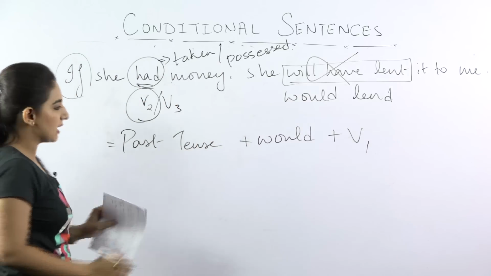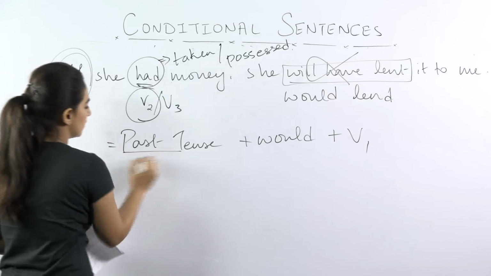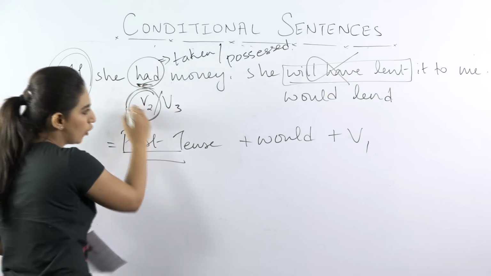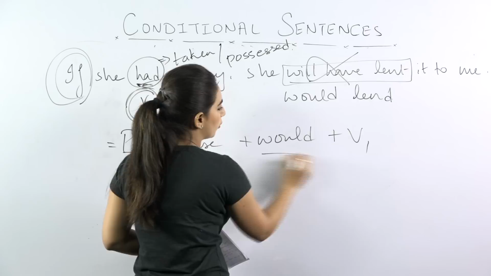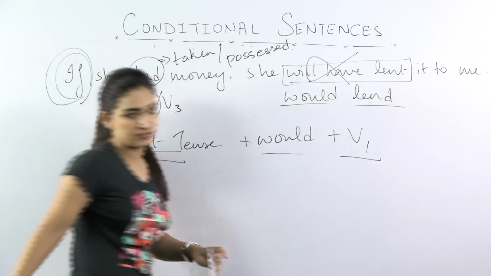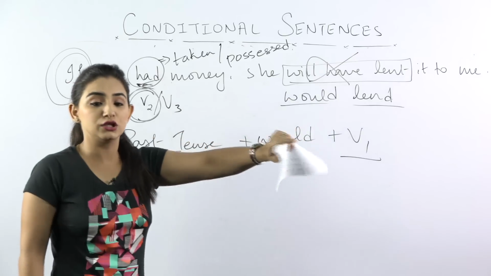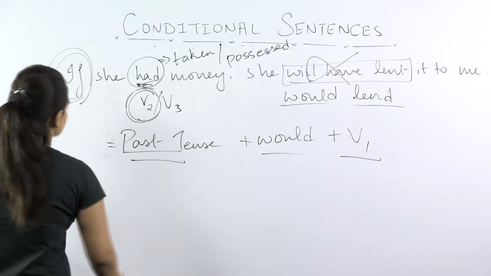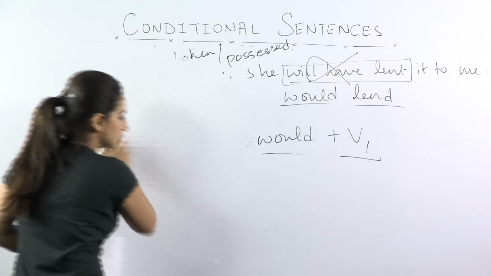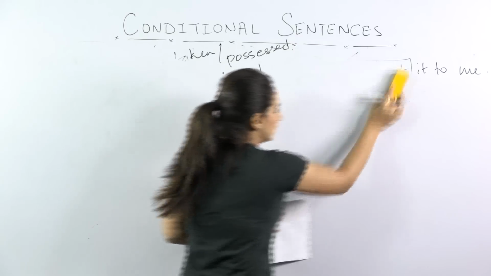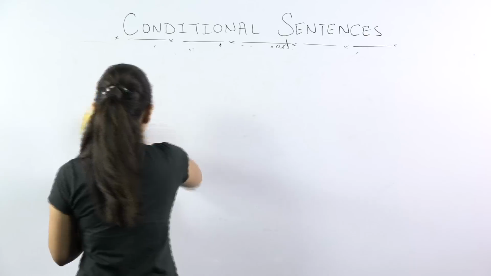So why has it happened? Because the if clause was given in past tense, had verb's second form. The main clause will follow would plus V1, would plus lend. So the correct sentence is, if she had money, she would lend it to me. Okay? जिसने भी सही से आंसर किया, that's absolutely wonderful. Let's move on to the next sentence.